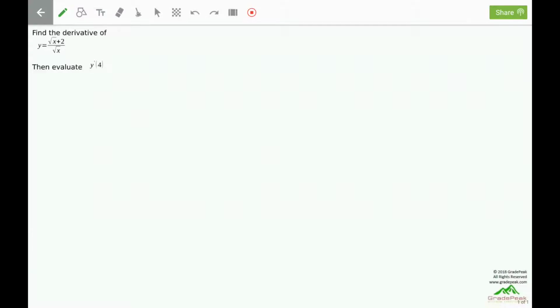Find the derivative of y equals the square root of x plus 2 over the square root of x, then evaluate y prime of 4. Y is made up of the quotient of two functions, the square root of x plus 2 over the square root of x. One option is the quotient rule, but if you can physically take the quotient, the derivative will be simpler. And we can do that as long as the denominator has a single term. It's not added or subtracted with anything else.